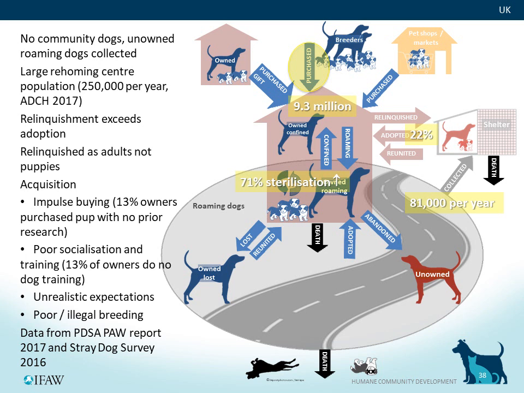So we do still have impulse buying, with 13% of owners purchasing a pup with no prior research at all. We have issues of poor socialisation and training, with 13% of owners doing no dog training, and we know that these are risk factors for later relinquishment. We have some quite unrealistic expectations on the part of our owners, and we have issues of poor or illegal breeding. And it's at this point that my basic diagram really becomes insufficient.